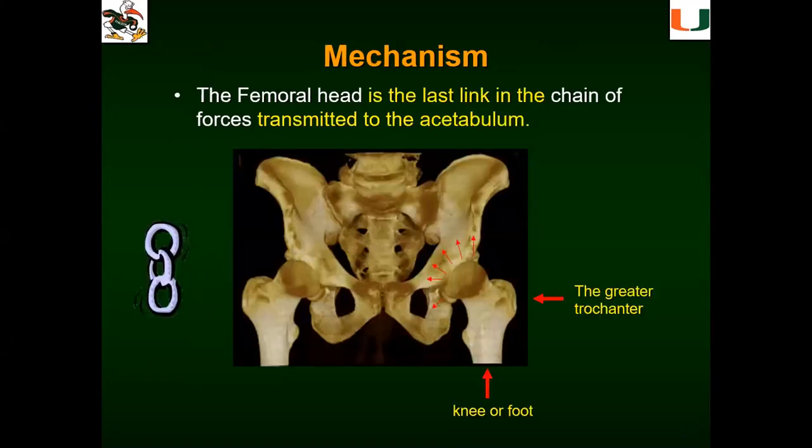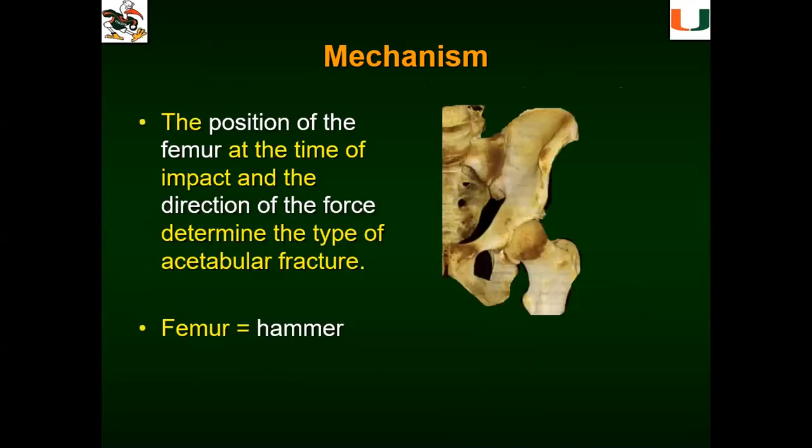So the mechanism of injury most commonly is transmission of force through the femoral shaft. So the positioning of the femoral head at the time of impact is key to the type of acetabular fracture that you will be faced with. So whether the energy comes through the shaft from the knee or the foot or from the side through the area of the greater trochanter, again, that femoral head is the last link of the chain. So the position of the femur at the time of impact and the direction of the force will determine the type of acetabular fracture that you're facing.